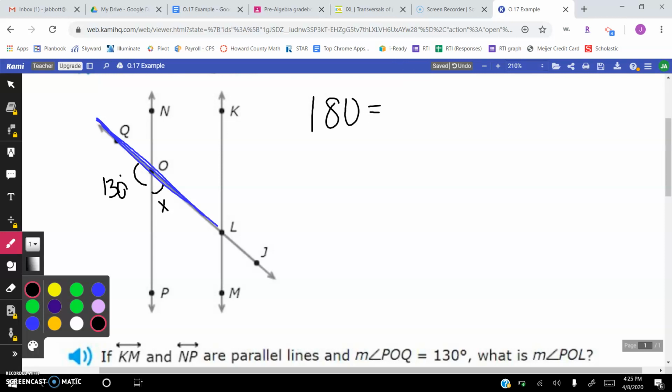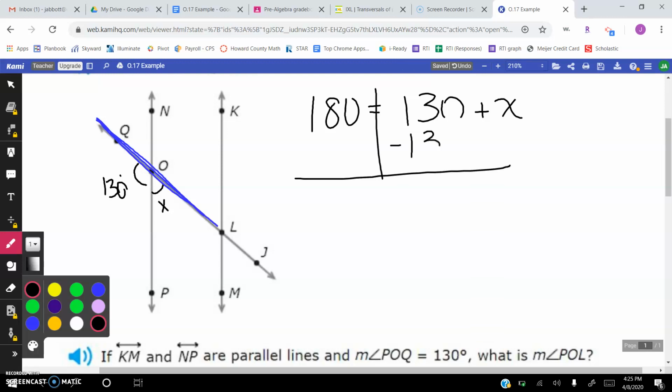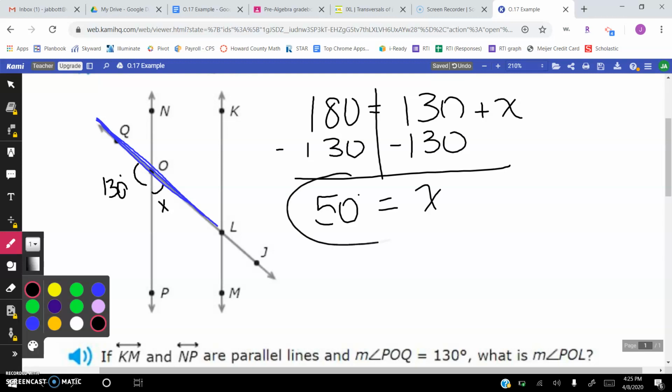So if I take 130 degrees and I add X to it, I will get 180. So this looks like an upside down T problem, and that's a positive 130. So I'm going to subtract 130 from both sides. So over here I have X, and over here 180 minus 130 is equal to 50. So their question here, what is the measure of angle POL? That is 50 degrees.